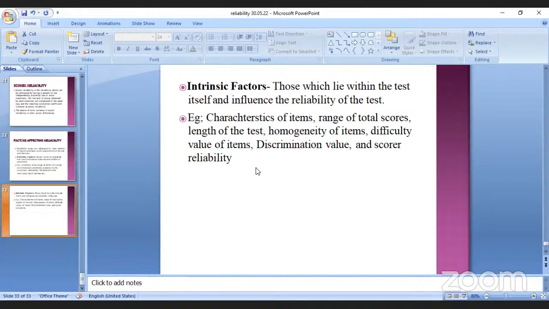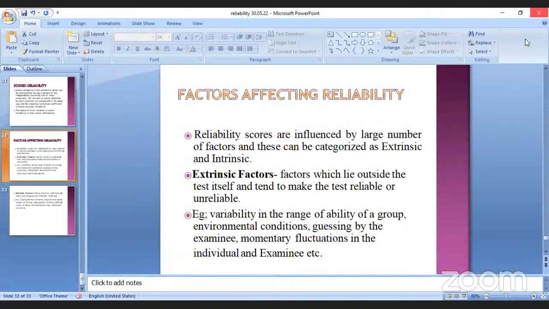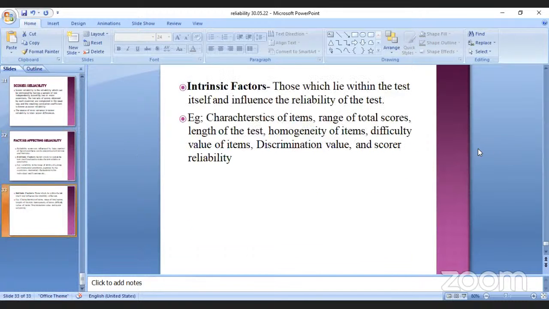And there are intrinsic factors: the characteristics of items, range of total scores, length of the test. Now again, the length of the test is a very important aspect. For all these reliability coefficients, if the length of the test is longer, they give better results. So all these are intrinsic factors which may affect my reliability coefficient or reliability score. Any questions?